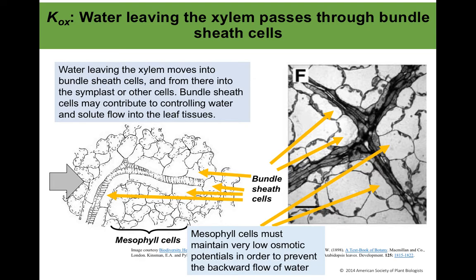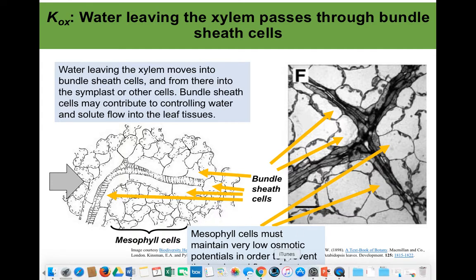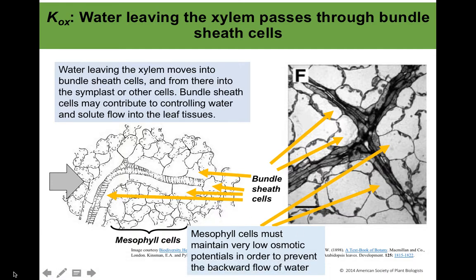But as water leaves the xylem, it's actually going to first pass through these bundle sheath cells. So here's the xylem here. This is the xylem tissue, and then these are the bundle sheath cells here. So they are going to be in between the veins and the mesophyll cells of the leaf. I mentioned before that the mesophyll cells have to maintain a very low osmotic potential in order to prevent the backward flow of water back into these mesophyll cells and into the veins. Okay?